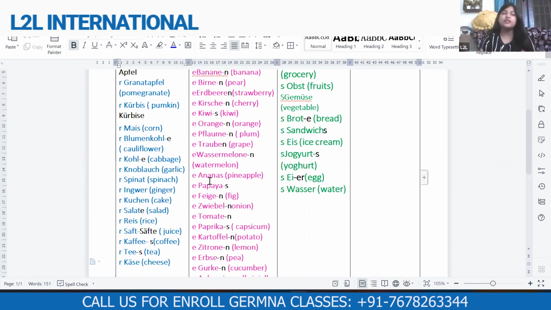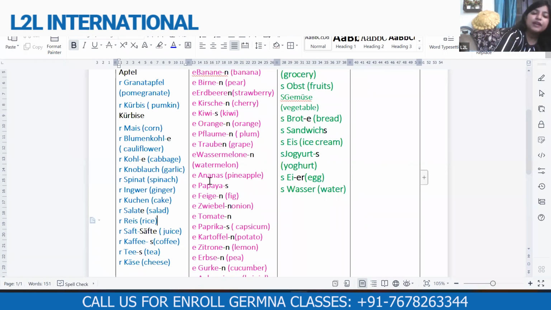Again, you can see the pronunciation. We have tea, we have coffee. It's not changed, so they have just simply added an S to make the plural. Then we have cheese, and we don't have a plural for cheese. So it remains Käse, no change. Der Käse, and we don't have a plural for this.